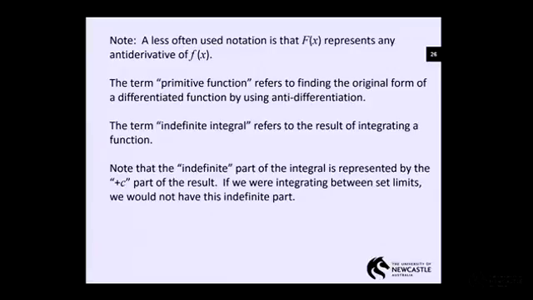So the plus c is there when you have an indefinite integral, and you know it's an indefinite integral, okay? If you do not see the numbers, there's little numbers on the integral sign. So if we are integrating between set limits, we would not have to put that plus c part in, is what it's telling you down there. So there's a slight technicality when you need the c and when you don't need the c.